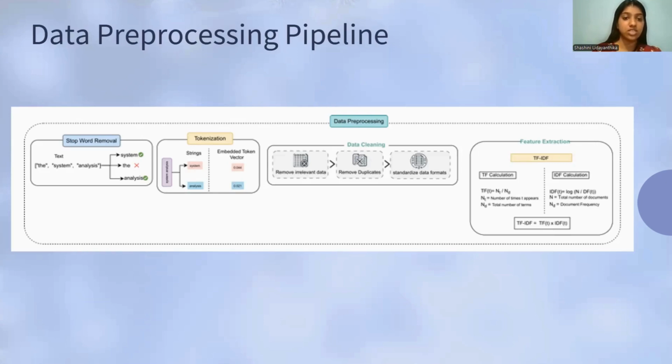Next, in tokenization, text is split into individual words and converted into numerical vectors that the model can process. This is followed by data cleaning, removing irrelevant content, eliminating duplicates and inconsistent formats to ensure consistency. Finally, it uses TF-IDF for feature extraction. This highlights words that are frequent in a student answer and rare across others, helping to focus on what really matters. Together, these preprocessing steps ensure the input is clean, structured, and ready for AI-powered grading.